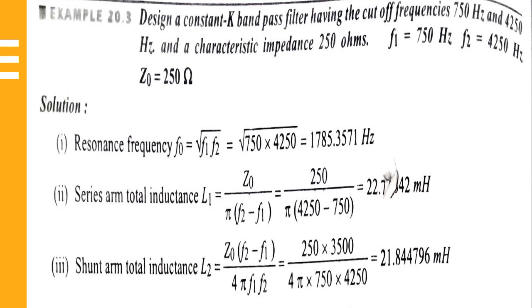You can convert it. The total series arm inductance is L1. L1 is equal to Z0 divided by pi times (f2 minus f1). What is my Z0? Given in the numerical, 250, and f2 is 4250 minus 750, and the pi is also there. So you will get 22.70 millihenry. Again, the shunt arm inductance is denoted by L2, equal to Z0 times (f2 minus f1) divided by 4 pi f1 f2. Here Z0 is 250, and the difference between these two frequencies is 3500, from 4250 minus 750. Similarly, multiplying, you will get 21.84 millihenry.